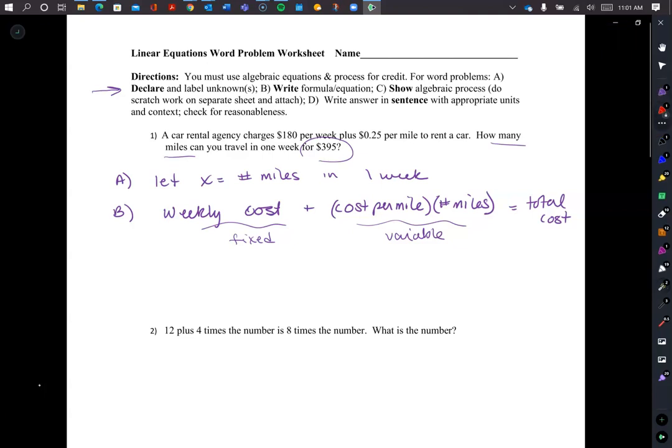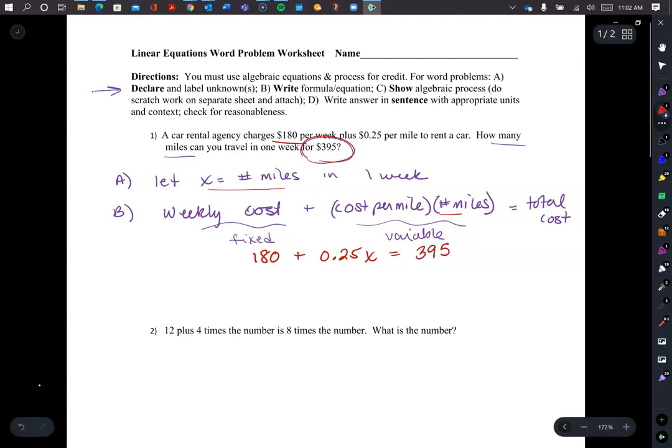So if I just think about what's happening and plug my stuff in, translating my words to numbers and symbols, I have my weekly cost, it's 180, plus my cost per mile is the 0.25, times the number of miles is my unknown. I labeled it right there, so I'm going to call that x, equals the total cost that I want it to come out to, which is $395. Then I go ahead and solve this.